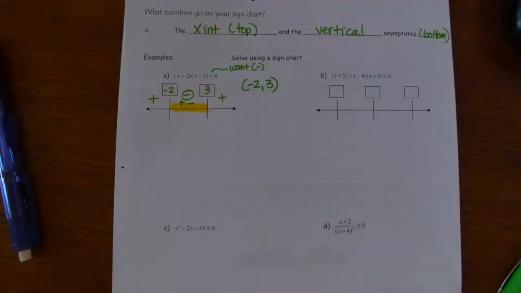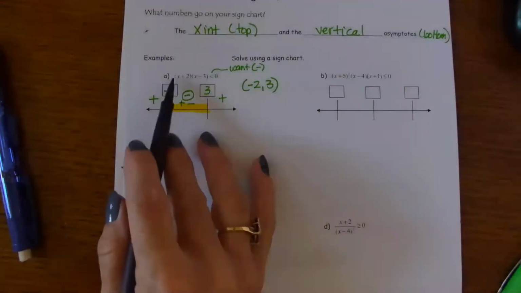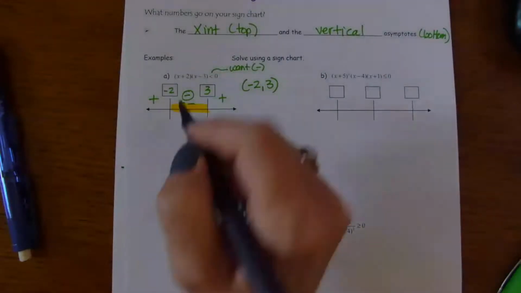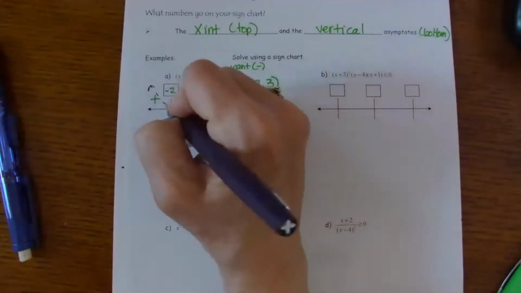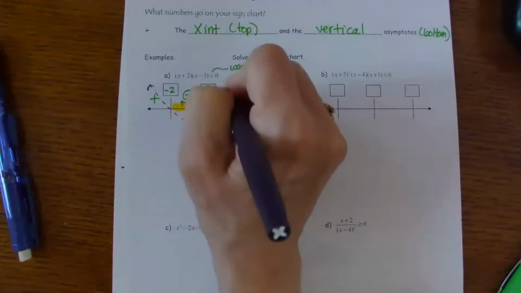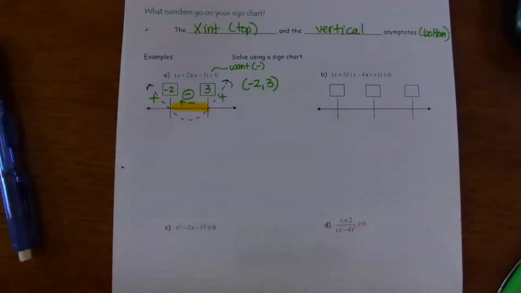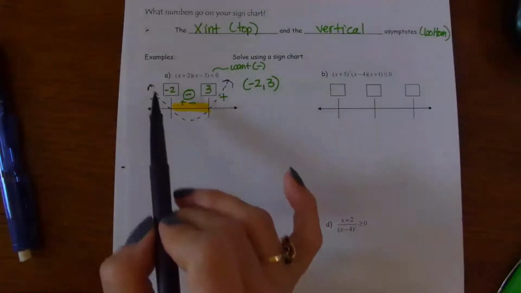This is using a sign chart instead of graphing. But let me ask you a question. What does a parabola look like? This has a positive leading coefficient. So if I were to think about the sketch, wouldn't it just look like this? So I can already see this is below, this is above. Because I know what a parabola looks like, I don't have to do a sign chart, because I already know it looks like this.